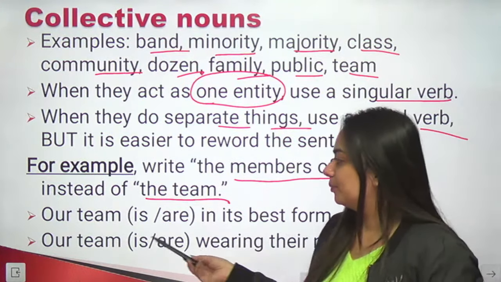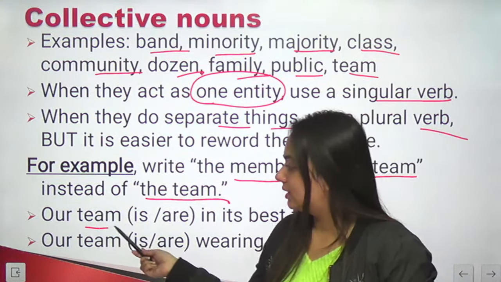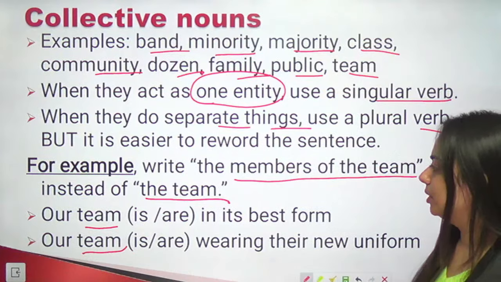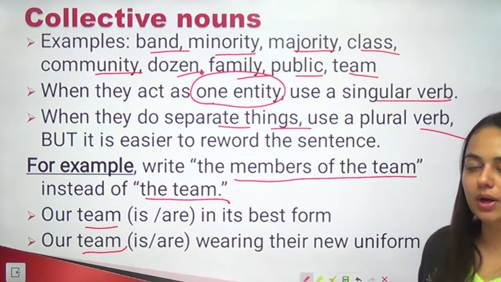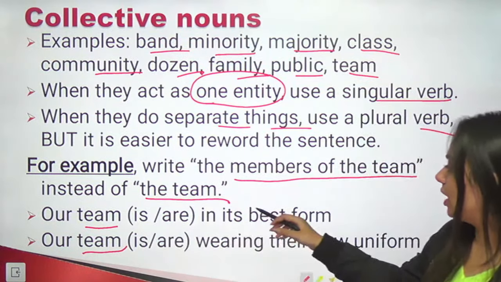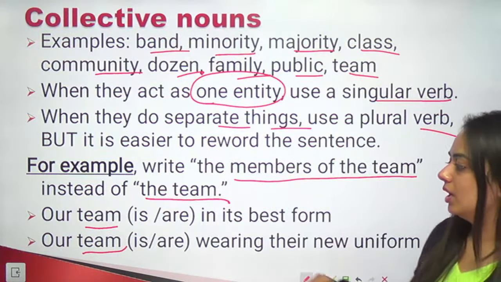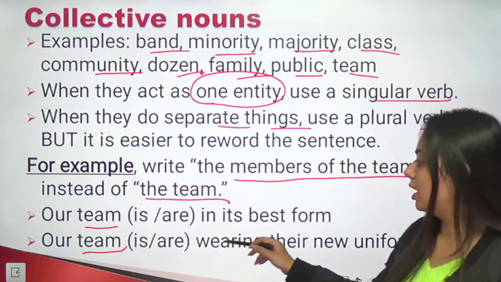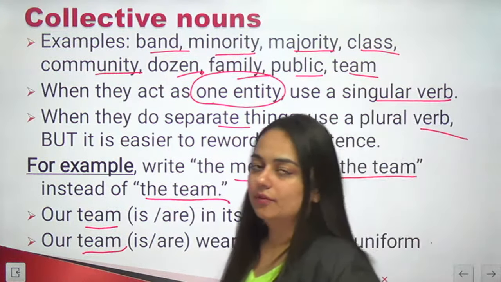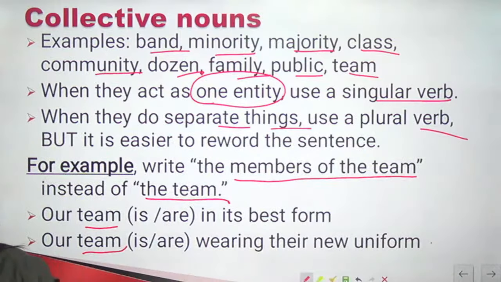So for example, our team. This team has been used twice. In both the sentences I've used the word team. Let's see if you're able to deal with this one. Come on, drop in your answers, everyone. Our team is or are in its best form. And in the second one, our team is or are wearing their new uniform. Let's see. For the first one and the second one, drop in your answers again.